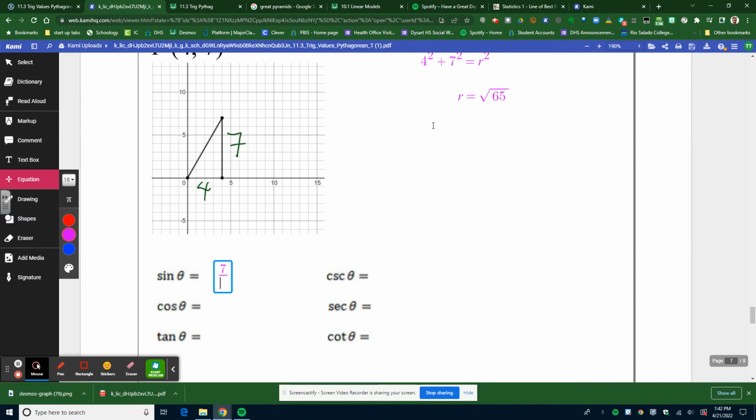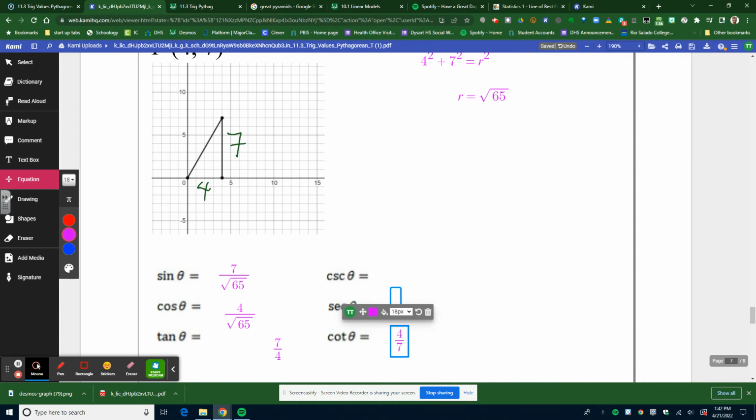I'm just going to copy and paste the rest of these because I'm going to have lots of 65s in here. Instead of rewriting it every single time, copy, paste, and then my x over r: 4 over square root of 65, and then 7/4, and that can't be simplified because 4 doesn't go into 7. And then notice, I don't go up to cosecant, I just go this way because I just did the last one, so it's fresh in my brain. You can do them in any order that you like.